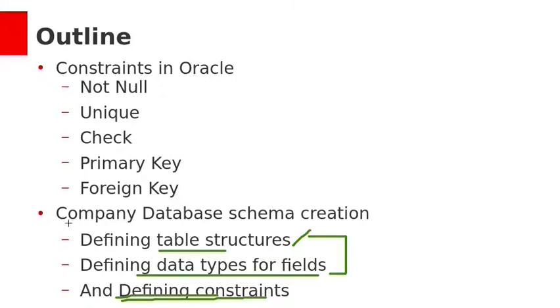Before going to design this company database schema, let us first see relational database constraints in Oracle. Here we have Not Null Constraint, Unique Constraint, Check Constraint, Primary Key Constraint, and Foreign Key Constraint. Let us see how we can implement all of them in Oracle. Then we will move to the company database schema creation.